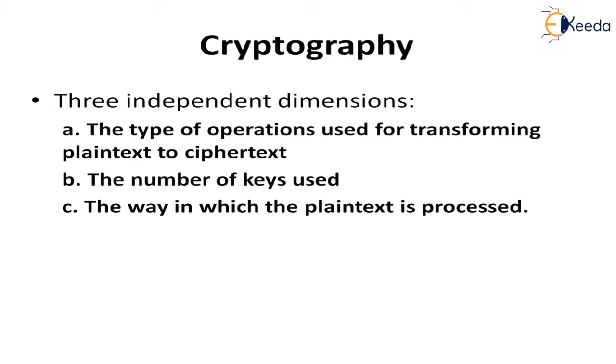First, the type of operations used for transforming the plain text to the ciphertext. Ciphertext is nothing but the scrambled message, right, which is also called an encrypted message. Second is the number of keys used. Third is the way in which the plain text is processed. So we'll see this cryptographic process one by one.